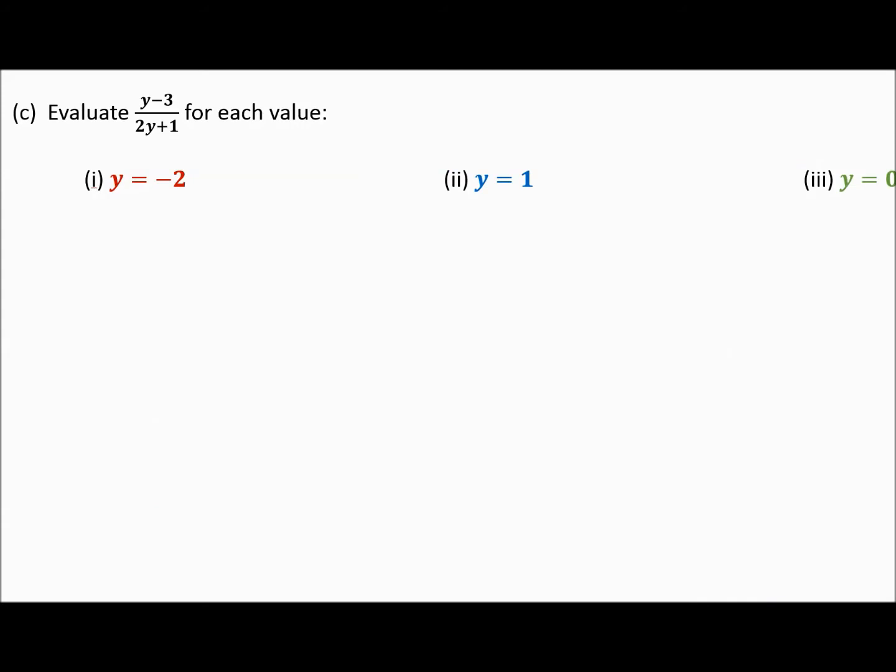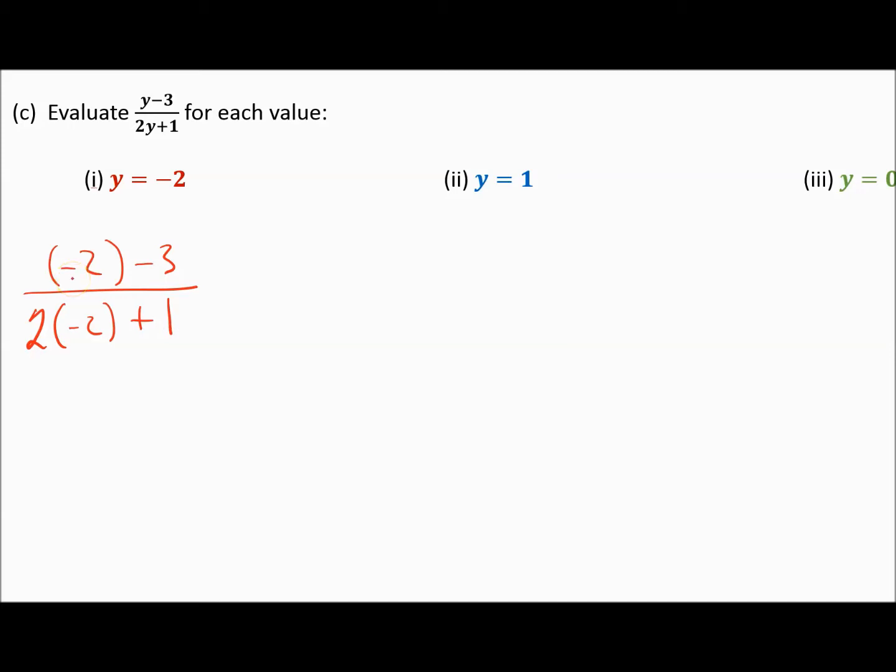We're supposed to evaluate the expression y minus 3 over 2y plus 1 for each of the given values. And the first value is y equals negative 2. So what I'm going to do is substitute. I'm going to remove the y and use parentheses and replace it with negative 2. So I have negative 2 subtract 3. In the denominator I have 2 times negative 2 plus 1. And now I use order of operations to simplify.